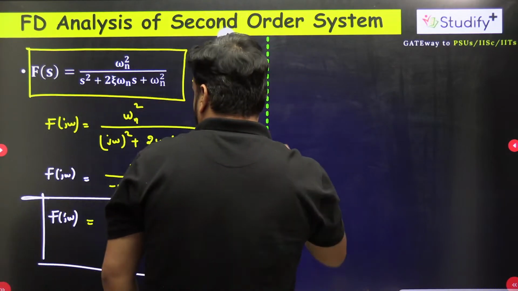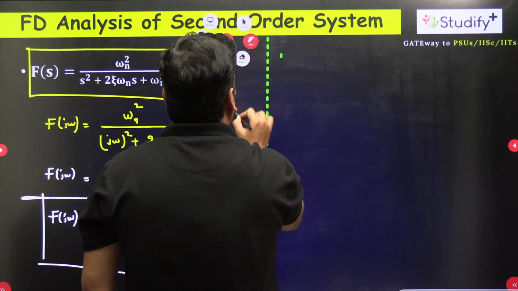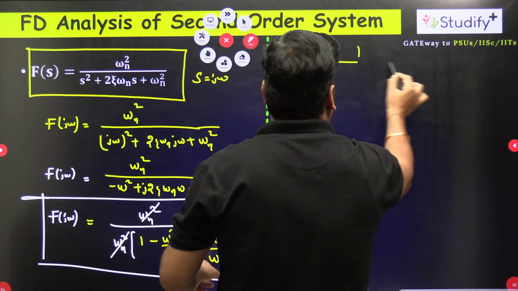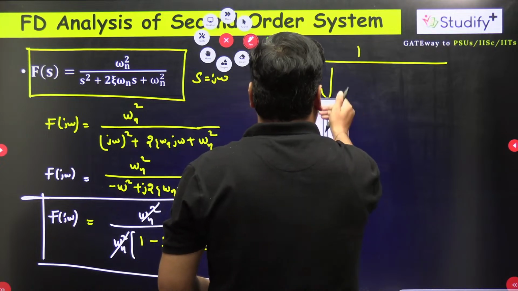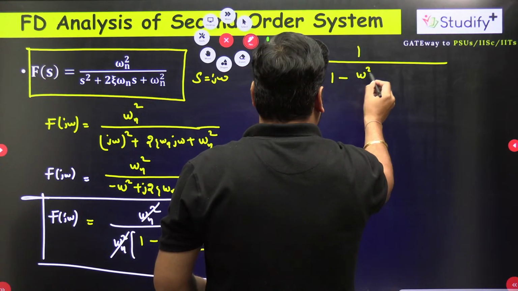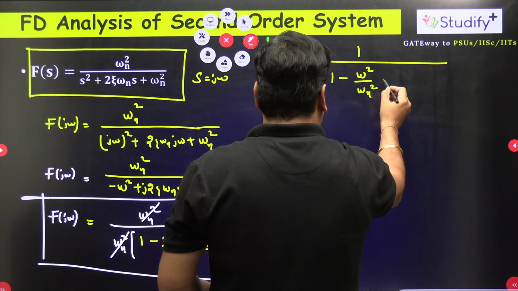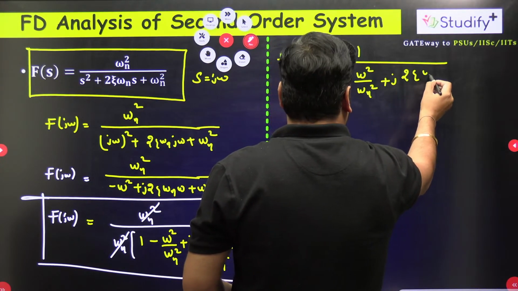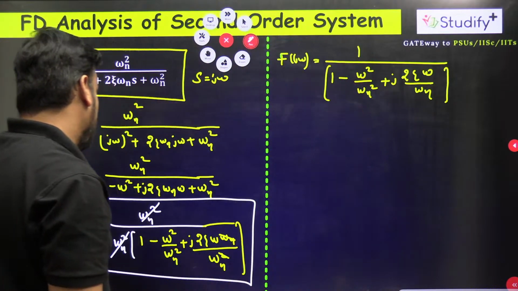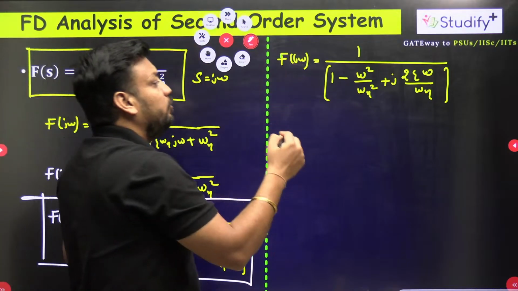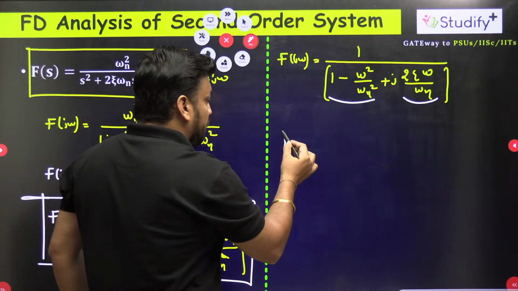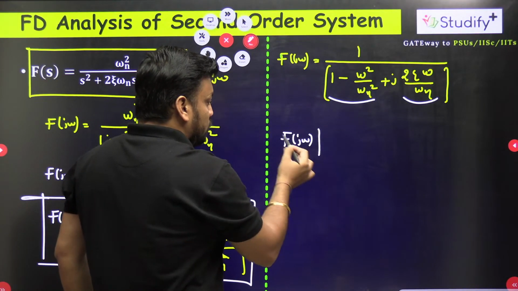So magnitude निकालने के लिए पहले हम F(j omega) लिख देते हैं अच्छे से. What is the final F(j omega)? The numerator will carry only 1, upon under root of — even under root तो बाद में निकालेंगे जब हम magnitude निकालेंगे. So right now I am writing 1 minus omega square upon omega n square plus j twice zeta omega upon omega n. Is this clear or not? Twice zeta omega upon omega n. Now student, if you closely observe, ये real part है, this is imaginary part.